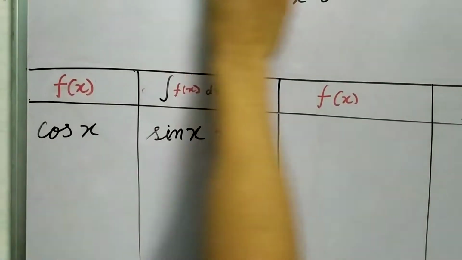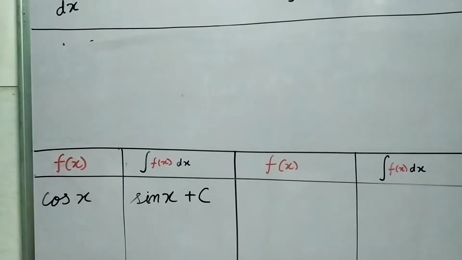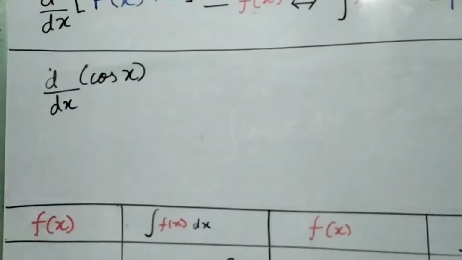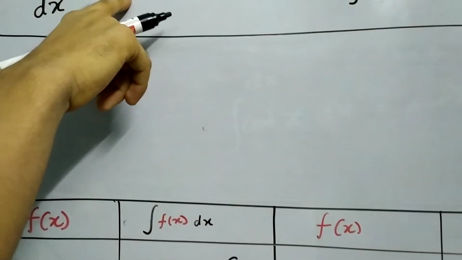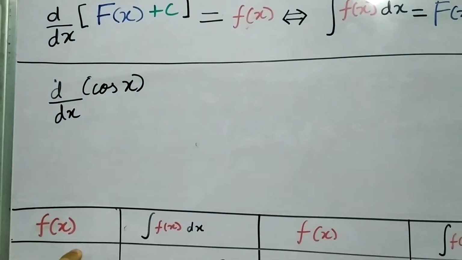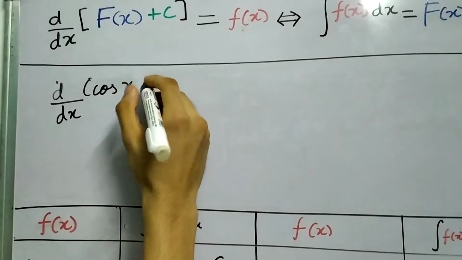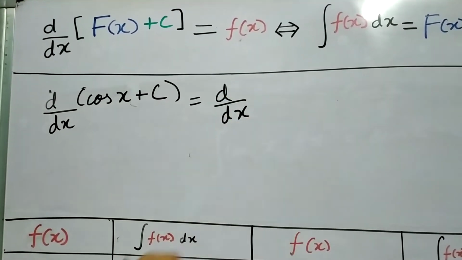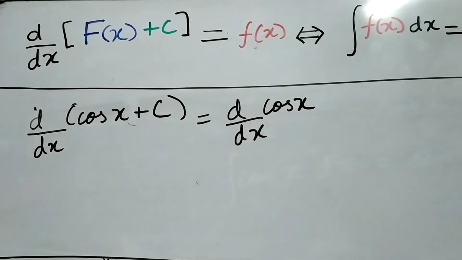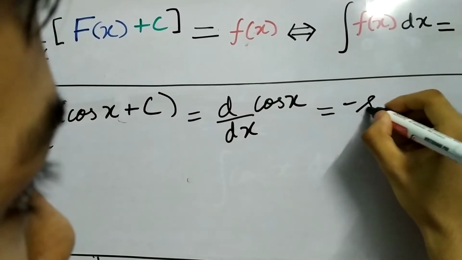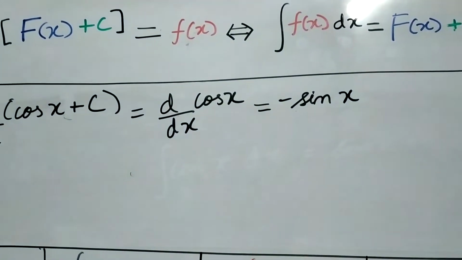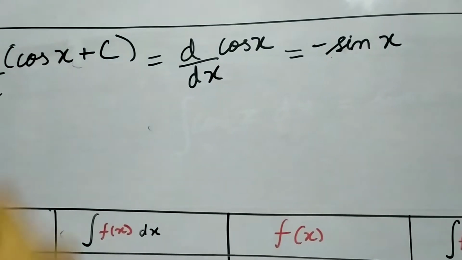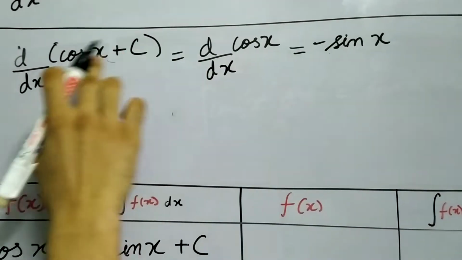Now what is the derivative of cos x? d by dx of cos x plus some constant. Here cos x represents the capital F, not the small one as in the previous case. It is the same thing as the derivative of cos x, which, if you remember, is minus sin x. So the derivative of cos x plus c is minus sin x. Now you integrate this to get cos x plus c.